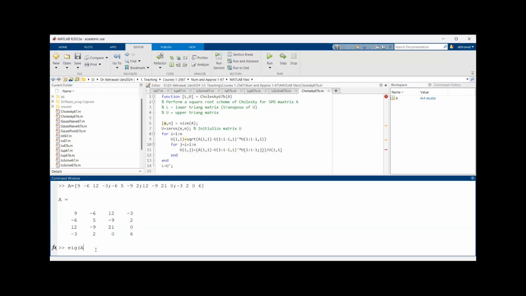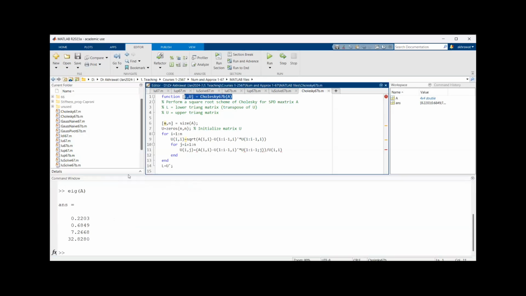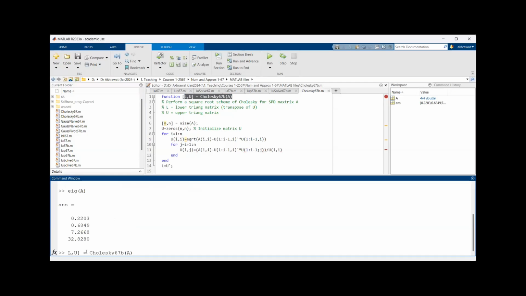Now we call EIG. EIG returns the eigenvalues. Actually, it can also return the eigenvectors, but here we consider only the eigenvalues. So let's see. You can see that all eigenvalues are real and positive. So matrix A is positive definite. And then we call our function.